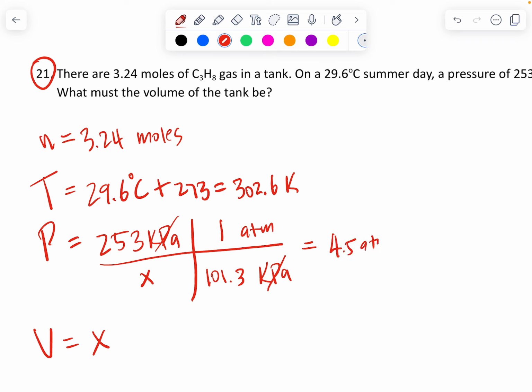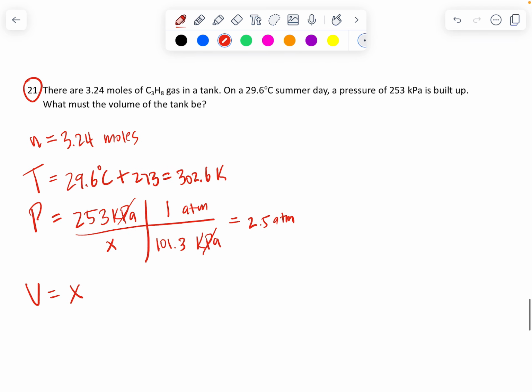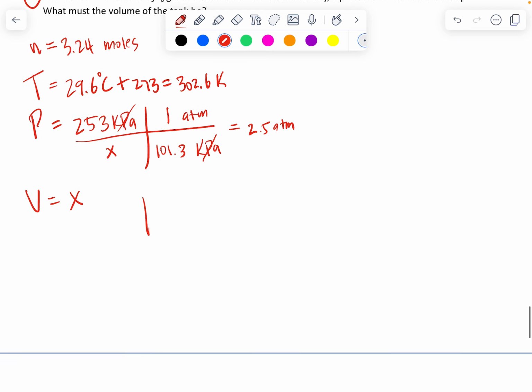Oh, that's not 4, I don't know how to read numbers. 2.5 ATM is the pressure that's given to us, okay? We're good to go now, guys. Everything is converted, and all we need to do now is solve for V. Let's do it. PV equals nRT.